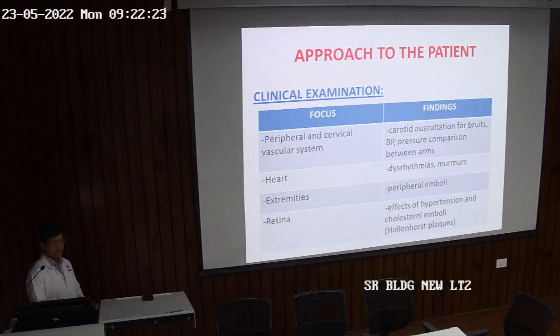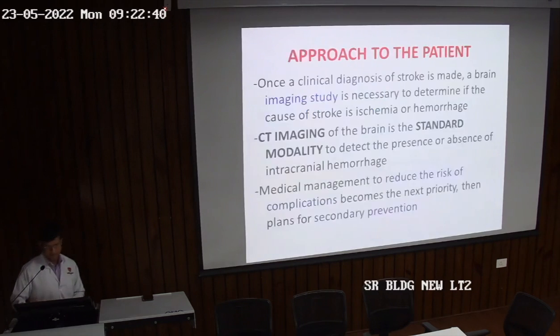Now come to the clinical examination. Your focus should be on the peripheral and the cervical vascular system. But why are we focused on the peripheral and the vascular system? To find out the cause of the stroke. We should be focused on the heart, extremities, and the retina.